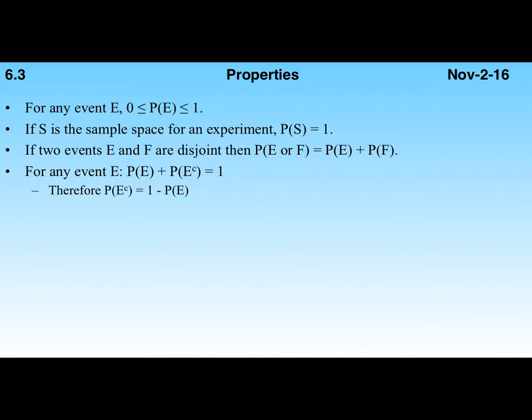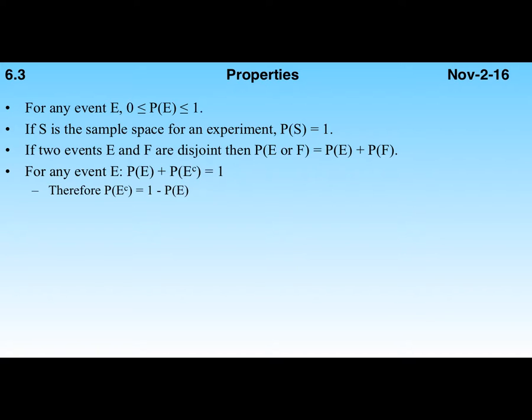The first one says for any event, the probability of that event is between 0 and 1. That should be common sense. If the probability of an event is 0, what does that mean? Not going to happen. It's not possible. What if the probability is equal to 1? It's definitely going to happen. It's guaranteed.